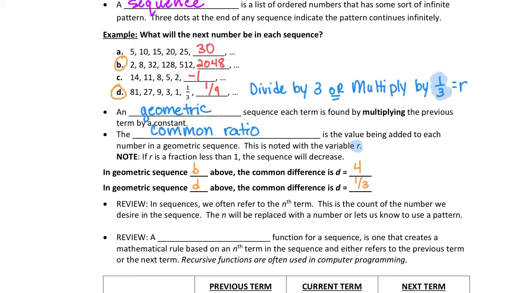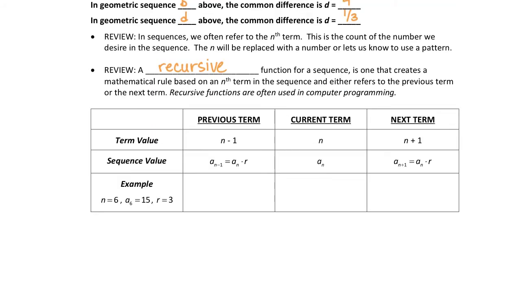And just for review, in sequences, we often refer to the nth term. This is the count of the number we desire in the sequence. The n will be replaced with a number or lets us know to use a pattern. And another review, a recursive function for a sequence is one that creates a mathematical rule based on an nth term and refers to the previous term or the next term. So recursive functions are often used in computer programming.